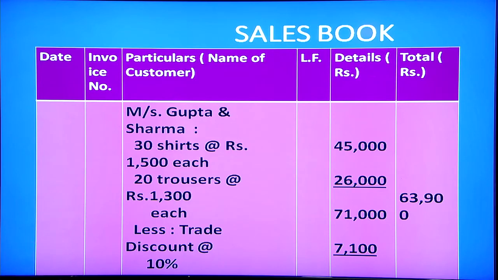Similarly, you will calculate the details and then you will deduct the trade discount. From the total of the items you have bought, that is 71,000 I have mentioned here, 71,000 into 10 by 100, because trade discount is mentioned as 10%. 71,000 minus 7,100. That deducted amount will come in the outer column, that is 63,900.